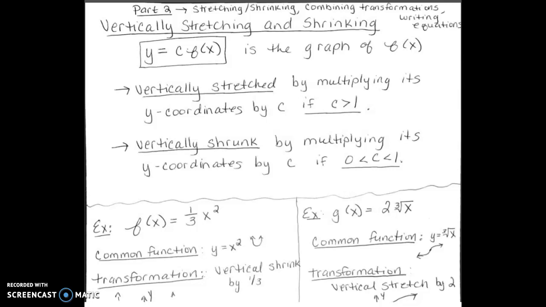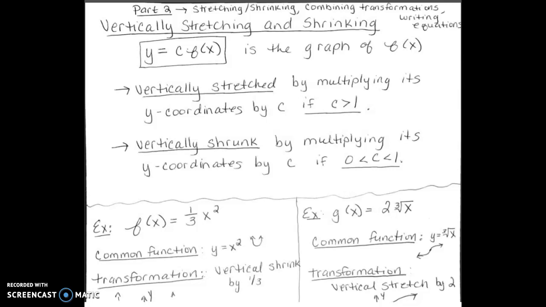In part 2 of section 2.5, we are going to talk about how to stretch and shrink a graph, how to combine transformations together, and how to work backwards by writing equations.